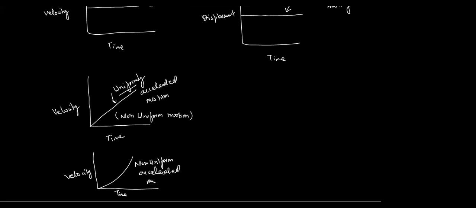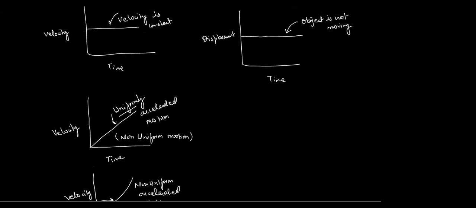motion. Whether it is uniformly accelerated or non-uniformly accelerated, it will be considered as non-uniform motion. And here you see that the speed is not changing with time, it is constant. So we can say that this is zero accelerated motion.